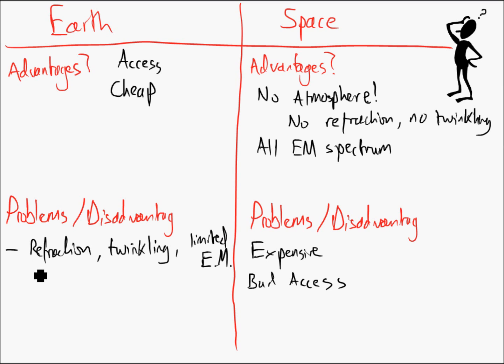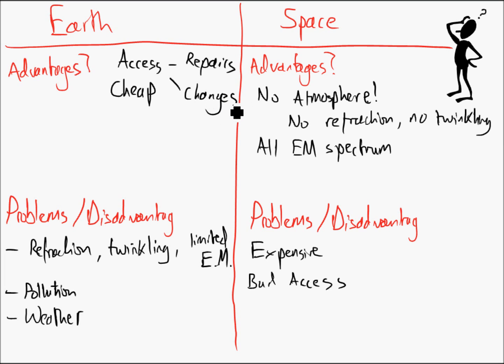So other problems, pollution. This could be both light pollution or actual atmospheric pollution. Weather conditions on Earth. You get a bad night's weather, you can't do any astronomy for a while. Okay, from access here, so for repairs, you can make changes to it. So if you want to redesign your telescope, you can do so.